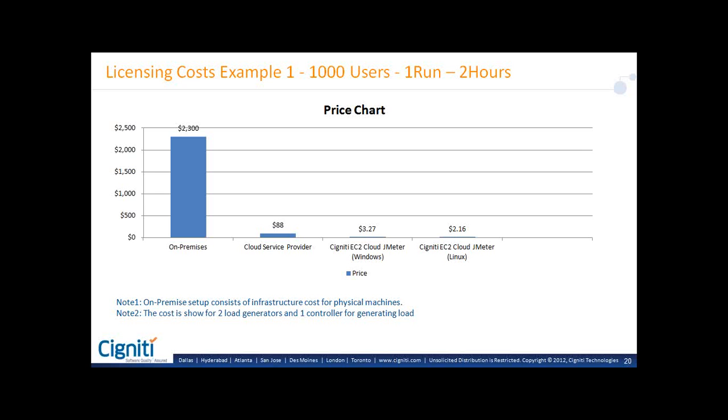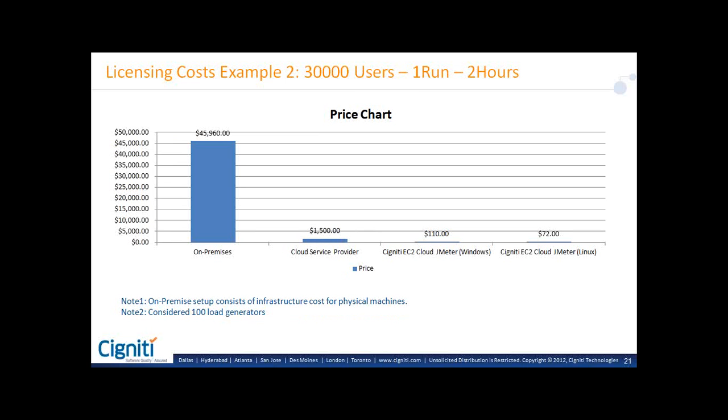In our case, we need to do only one run for one client, but we have multiple clients who want these kinds of things from us. So we looked at how much it would cost if we set up our own lab in the cloud. When we use Windows machines on the Amazon cloud, it costs us only $3.27 to do a performance test for 1,000 users, 1 run, and 2 hours. And if we use only Linux machines, it costs around $2.16.